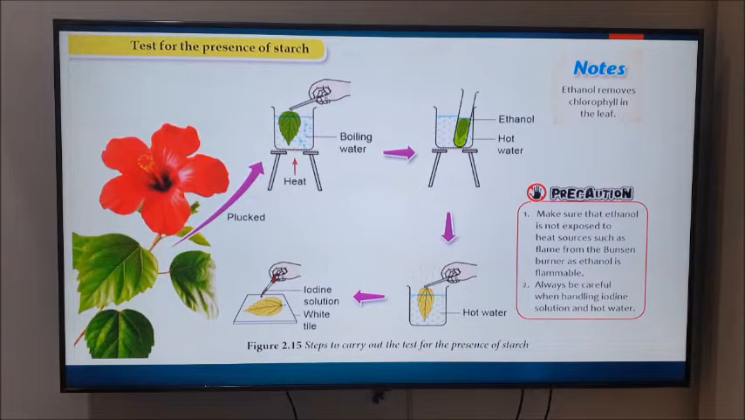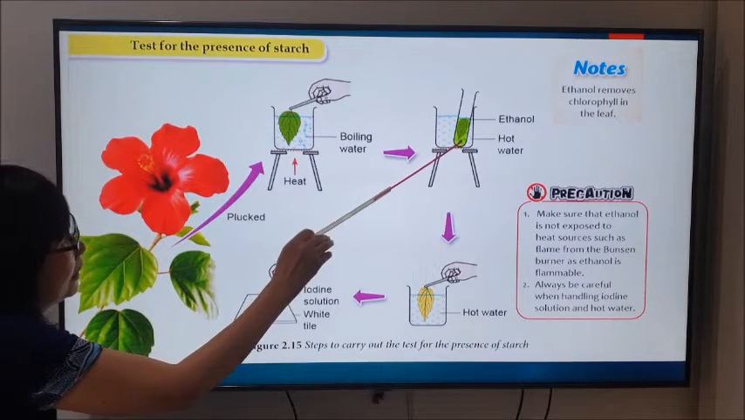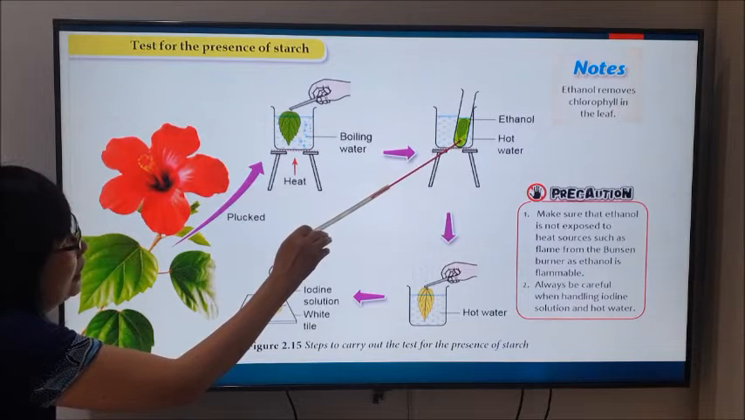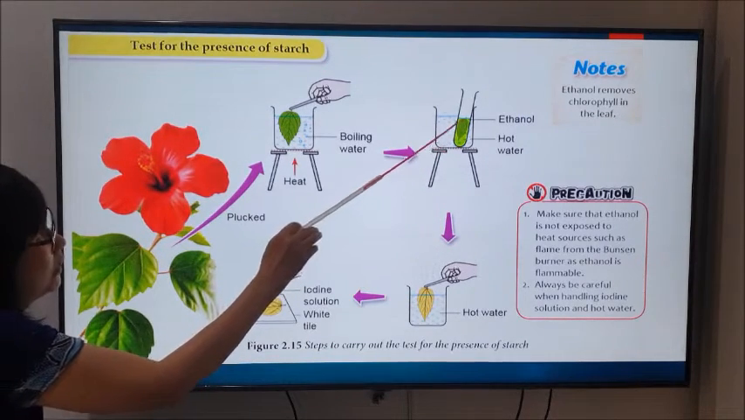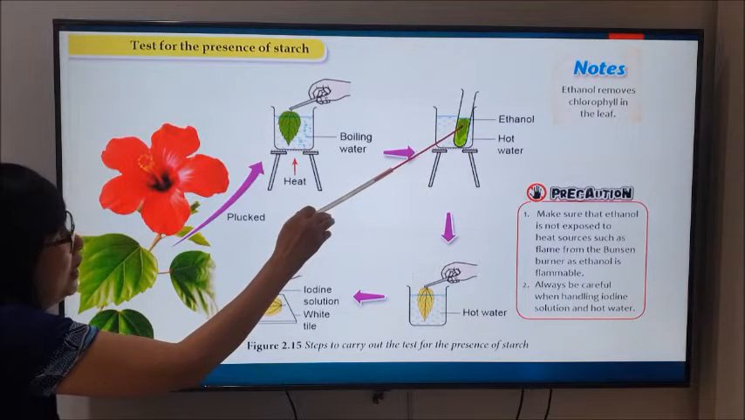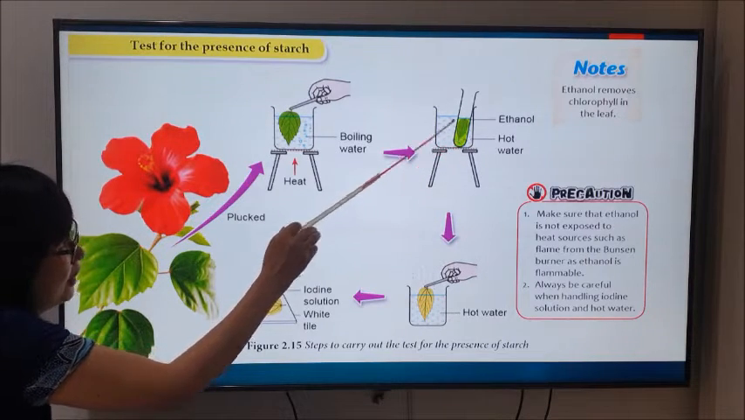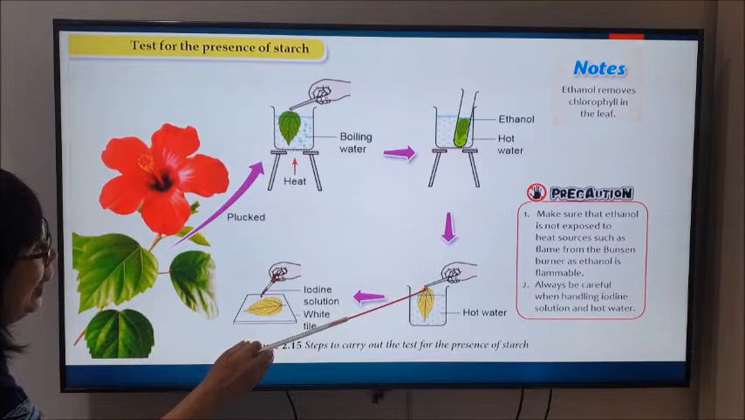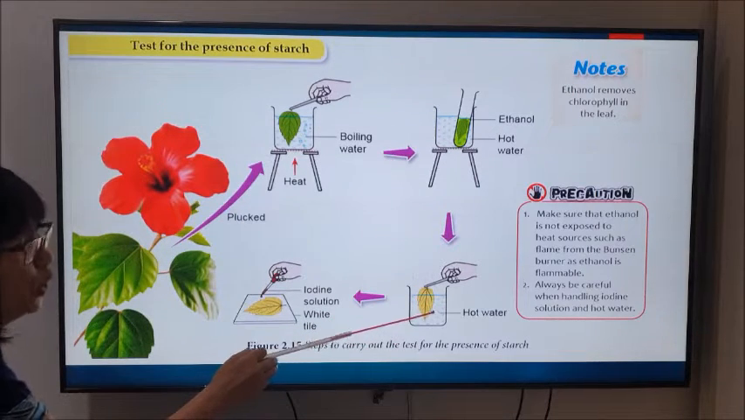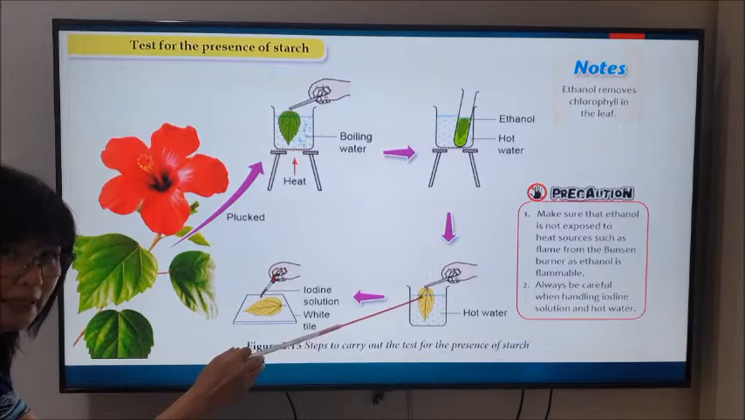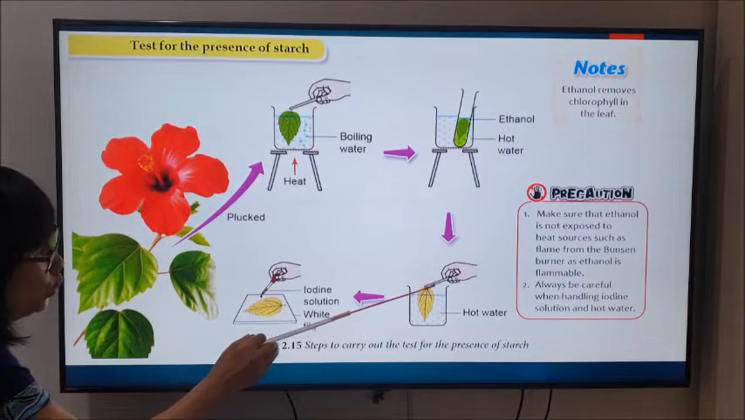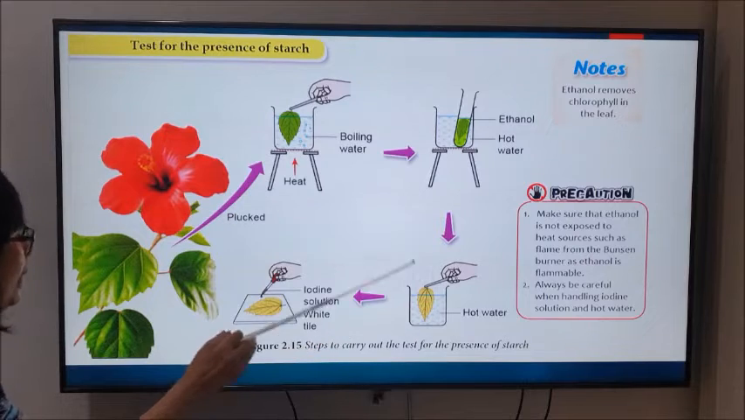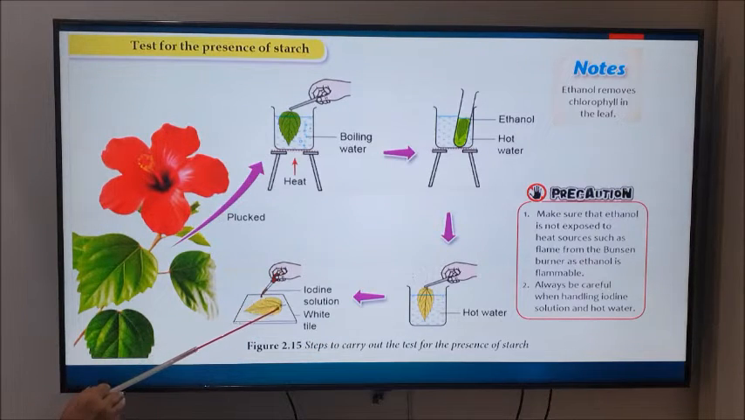After a few minutes, you are able to see that the color of the ethanol turns green. This is because the chlorophyll from the leaf is already dissolved in the ethanol. After this, take out the leaf and immerse the leaf inside hot water. This process will only take a few seconds. The hot water will soften the leaf. Next, place the leaf on a white towel and drop a few drops of iodine onto the leaf.